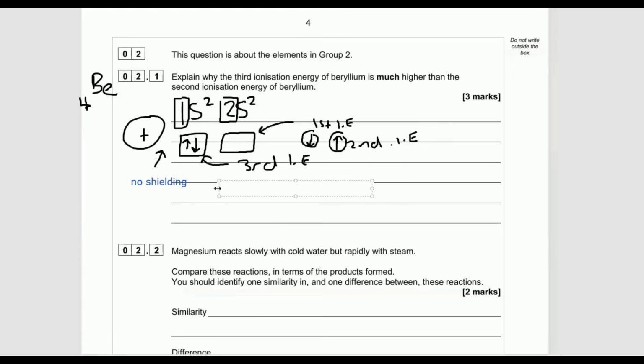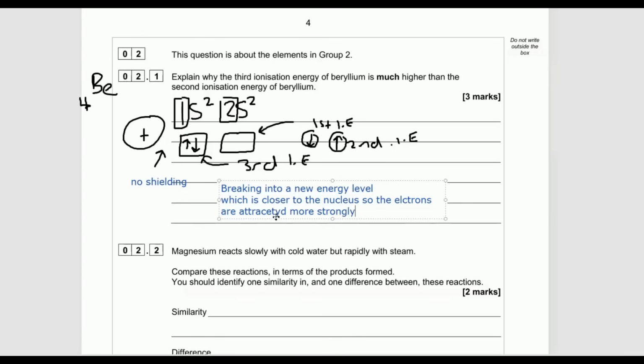So the 3 main points are: breaking into a new energy level, which is closer to the nucleus, so the electrons are attracted more strongly, or they feel the stronger attraction.